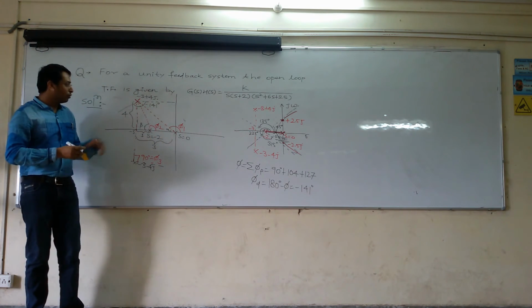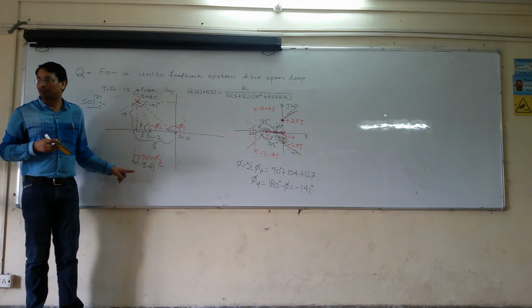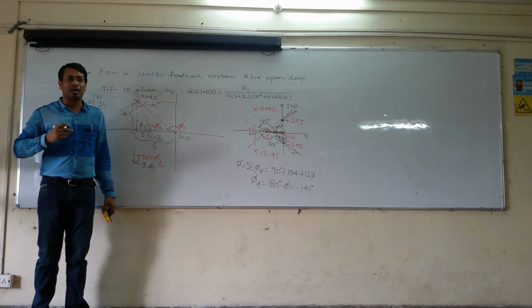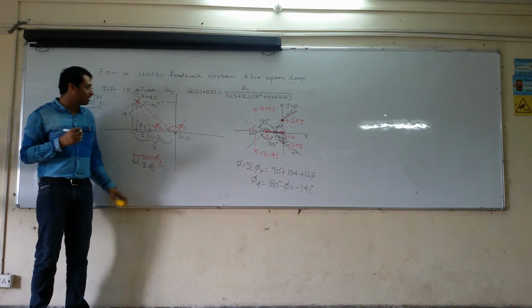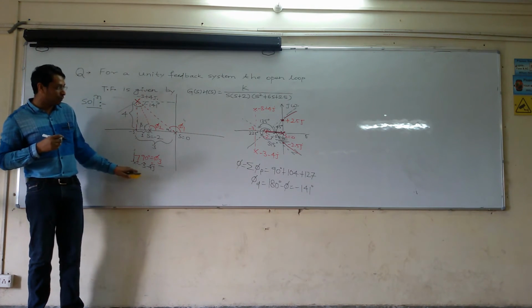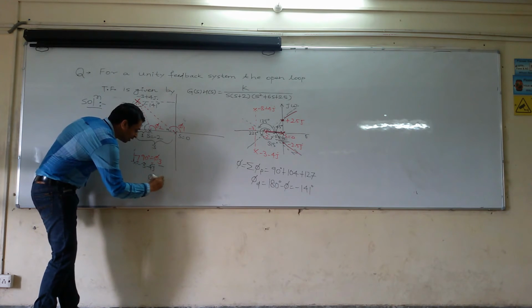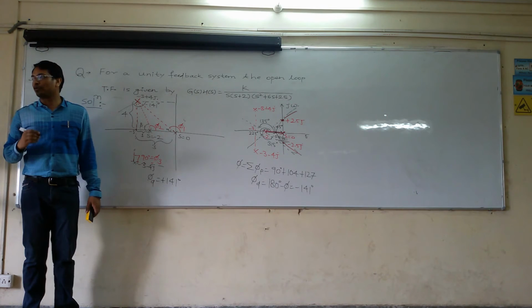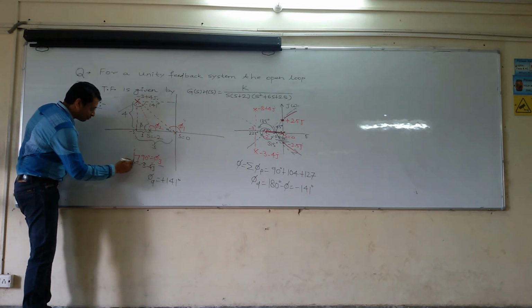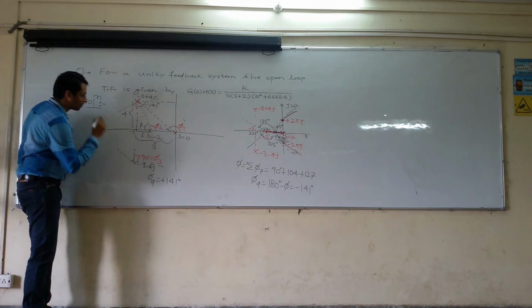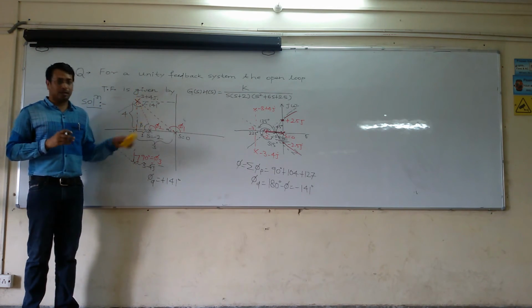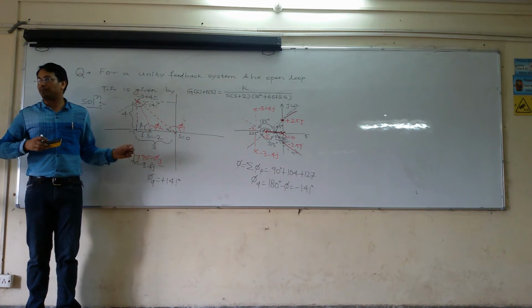So we are not going to calculate the angle of departure for this other pole. Rather we will write that since root locus is symmetrical about the real axis, the angle of departure for this particular pole phi d will be equal to plus 141 degree. Without calculation you will write. So 141 degree will be like this. Correct? Okay. Now we have calculated all the necessary parameters to construct a root locus.